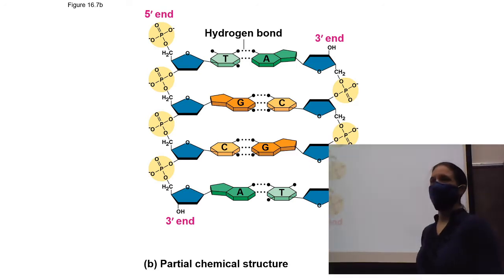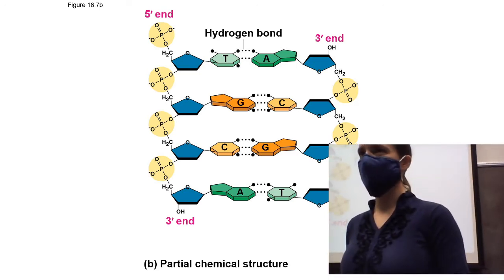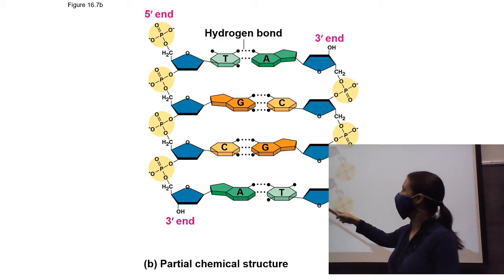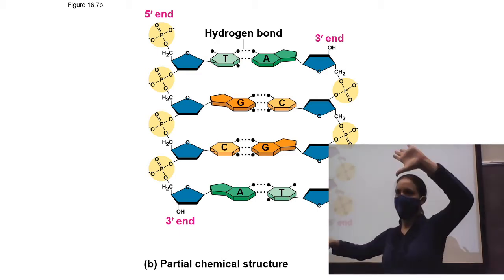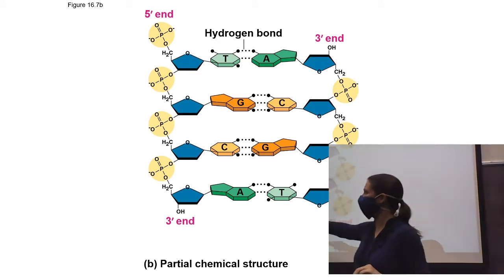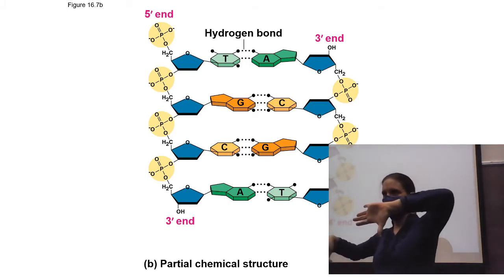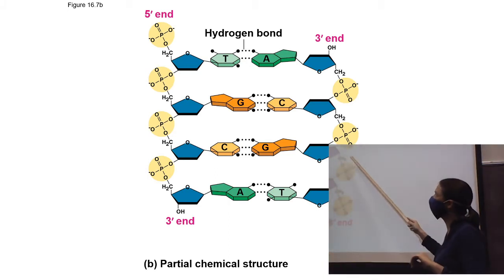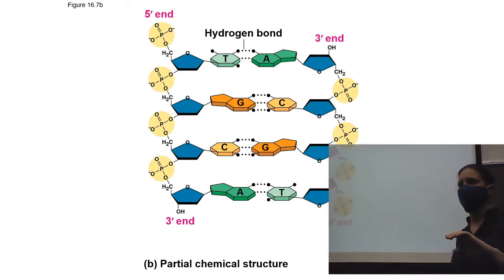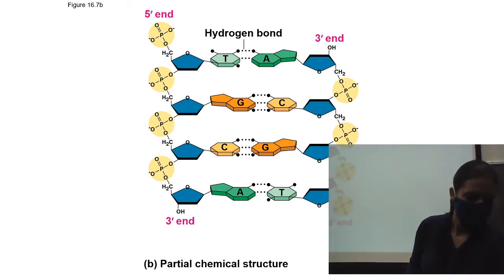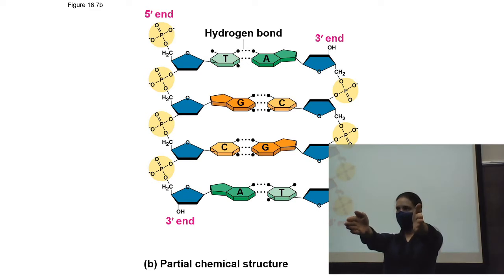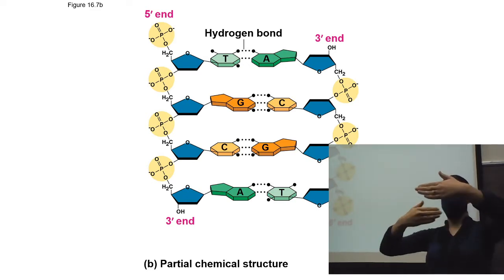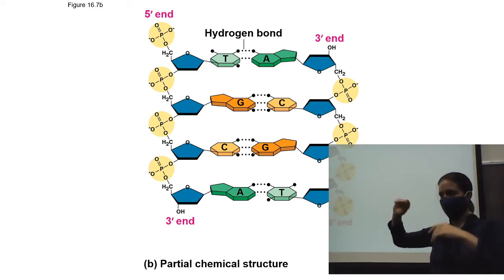It's in something called anti-parallel organization, meaning this end here has the 3' end going one direction, and this other strand has the 3' end going the other direction. So things that are parallel are lined up with each other. These are lined up, but they're flipped. We're okay with this?